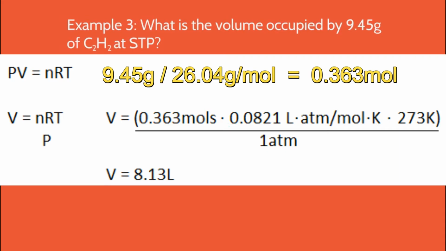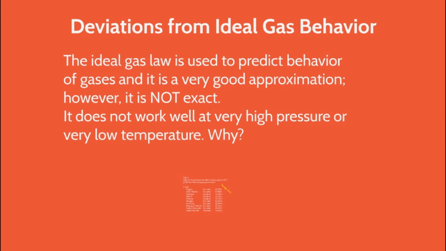So how do we get V by itself? Well, divide by P. And when you do that, this cancels out. You got V equals NRT over P. So your formula is going to take that 0.36 times your R, 0.0821, times 273, divided by one. What'd you get? 8.07 what? Liters.